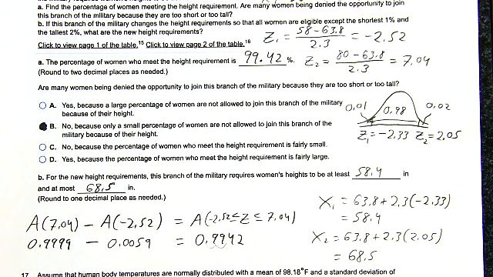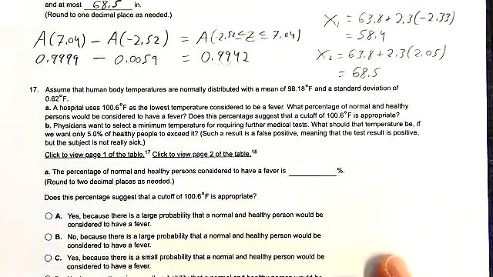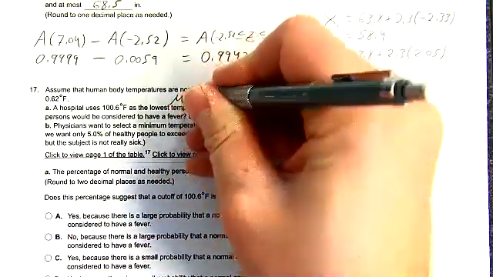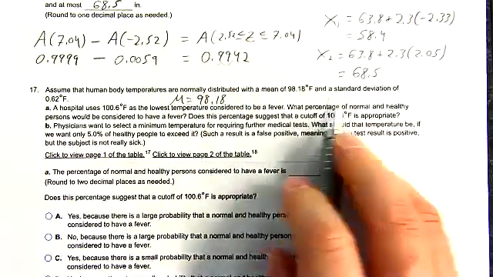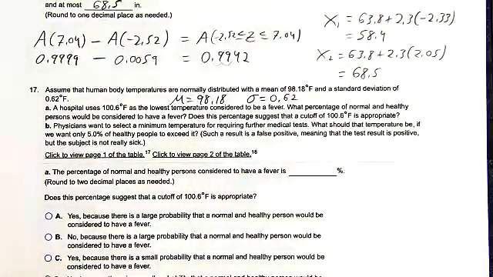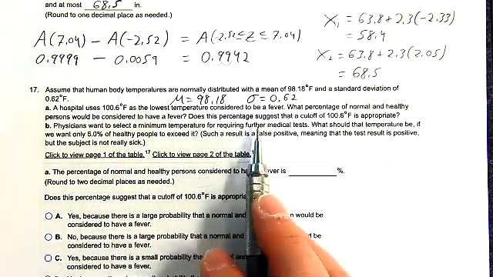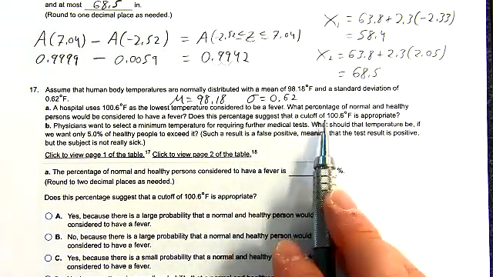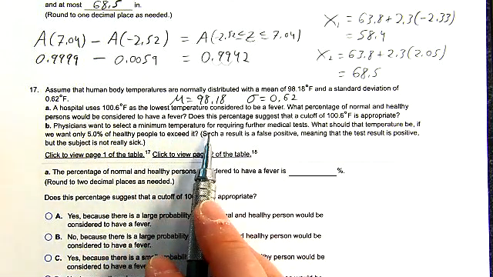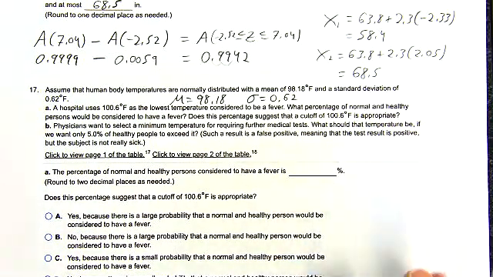Okay, 17. Assume that the human body temperatures are normally distributed with a mean of 98.18, so mu, 98.18, and a standard deviation of 0.62. Sigma is 0.62. A hospital uses 100.6 degrees Fahrenheit as the lowest temperature considered to be a fever. What percentage of normal and healthy persons would be considered to have a fever? Does this percentage suggest that a cutoff of 100.6 F is appropriate?